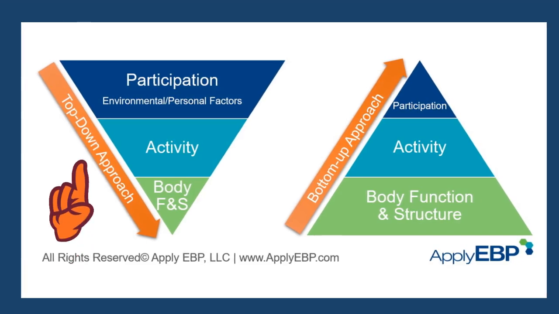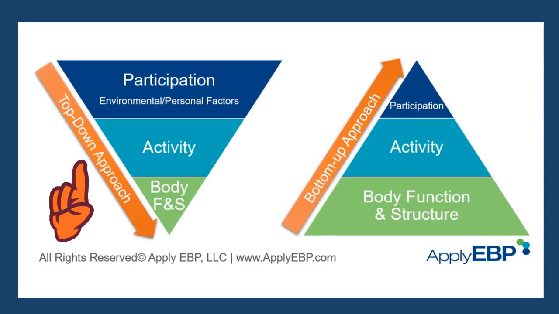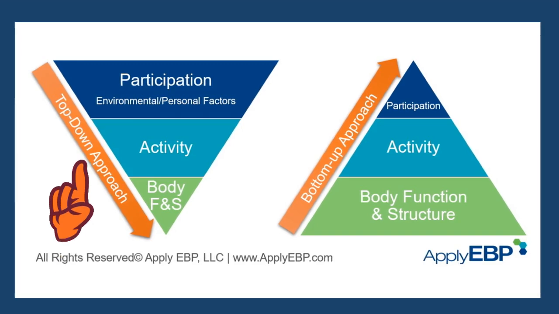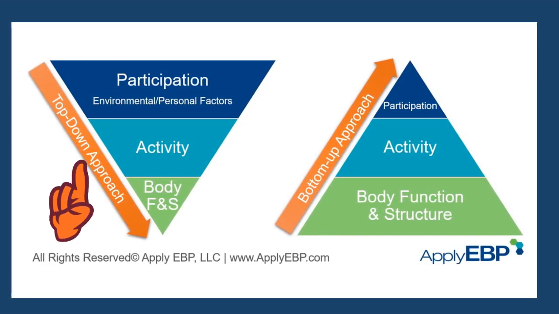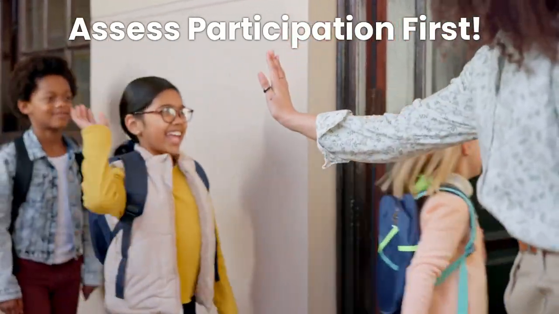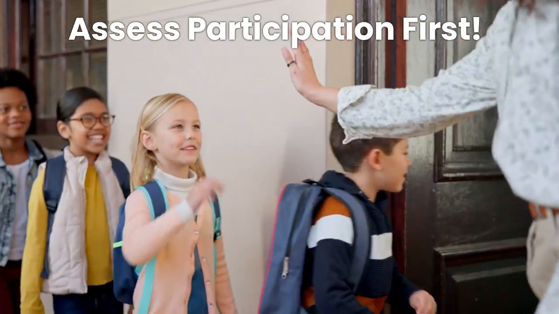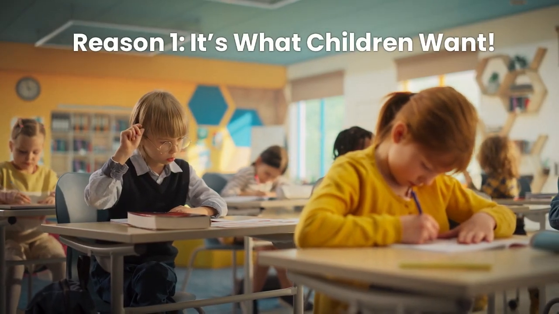We're sure you've heard of a top-down approach to interventions. Unlike the bottom-up approach, a top-down approach focuses primarily on the participation or occupation, rather than delving into the body function and structure level first. Similarly, assessing participation first can help streamline the assessment process, guide the selection of evaluation tools, and make reporting more meaningful. Here are the 4 reasons to assess participation first.